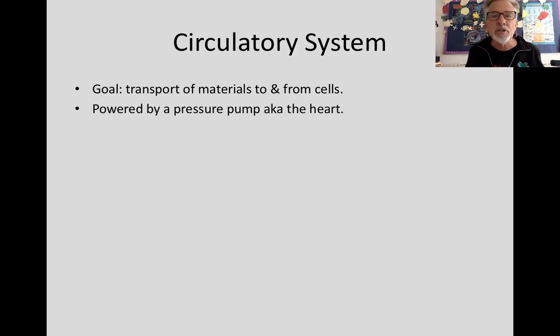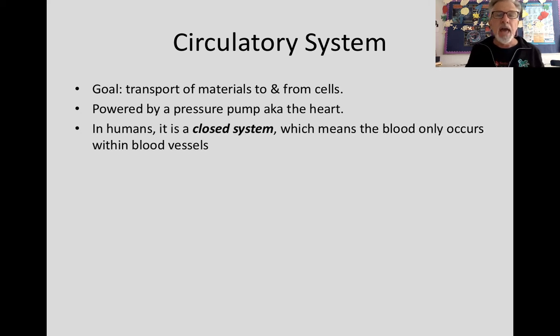So the goal of the circulatory system is to transport materials to and from the cells. And the circulatory system is powered by a pressure pump, which we call the heart. And in humans and all mammals, it is a closed system. And that means that the blood is entirely contained within blood vessels. In other words, the organs aren't bathed in blood.